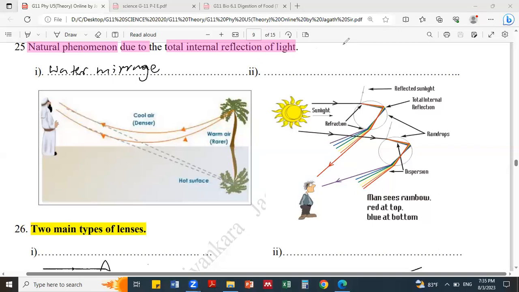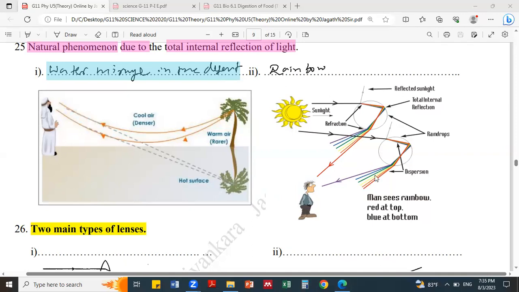Second one. Water mirage in the desert. In Sinhala we call it miringu. It's an optical illusion. What is seen is not there. It's an illusion. The other one, right? Number 2, occurrence of rainbow. That is the second natural phenomenon, occurrence of rainbow.